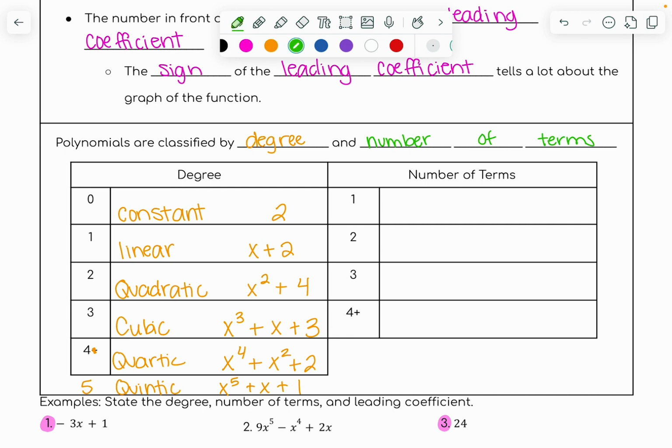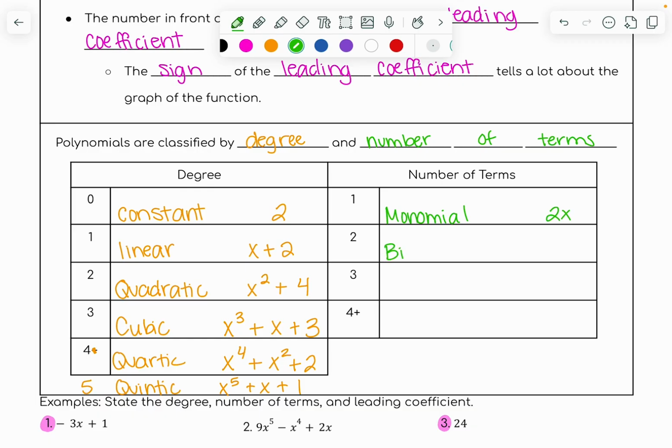Now let's talk about the number of terms. So this is the amount of things that are separated by pluses and minuses. So if there's only 1, that is a monomial. So this could be something like 2x. It's a monomial. There's only one term. There's nothing that has a plus or a minus around it.